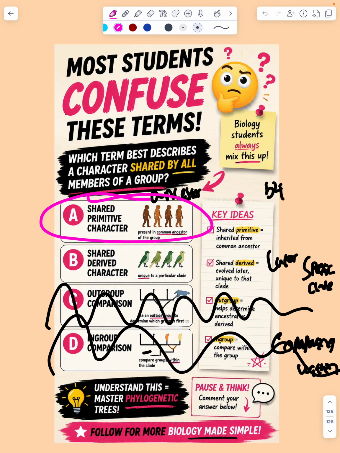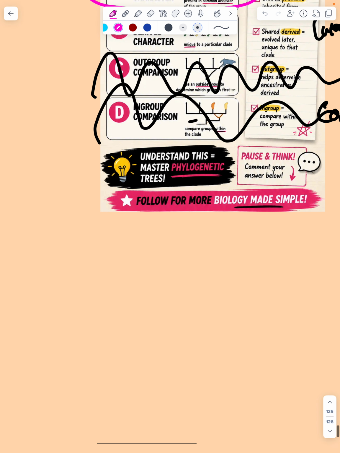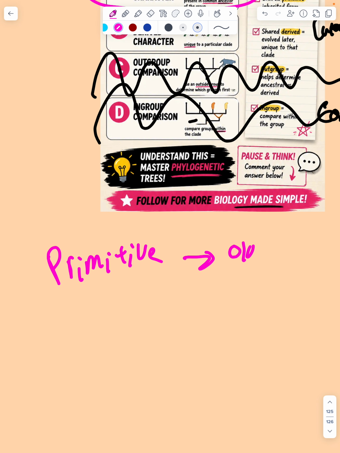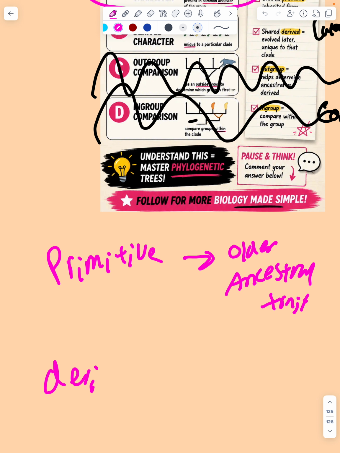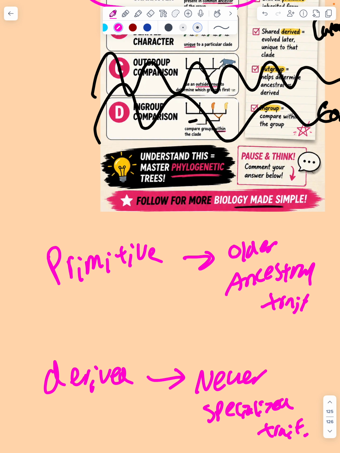shared primitive character. The reason this question destroys students is because people memorize vocabulary without thinking about evolutionary timelines. Primitive, let's be clear, primitive means older ancestral trait. Derived means newer specialized trait. Once you think about when the trait appeared, these questions become way easier.